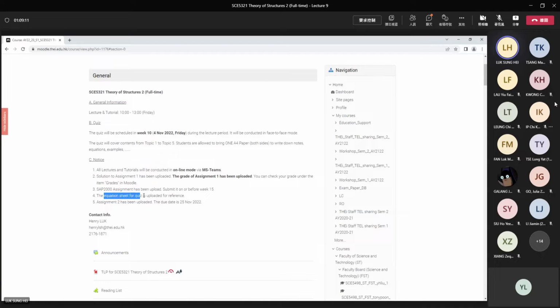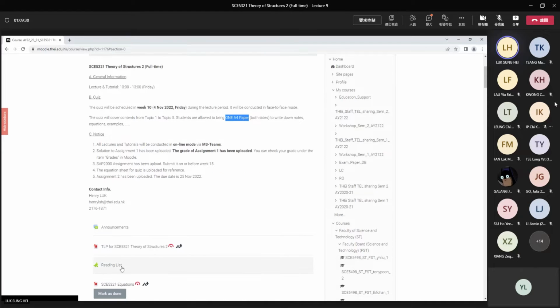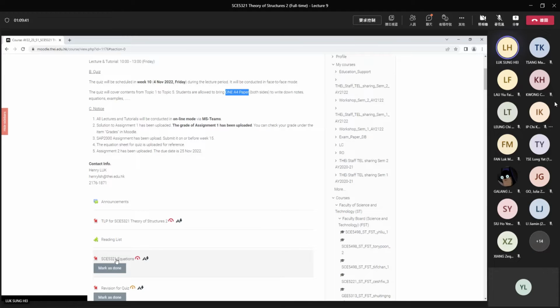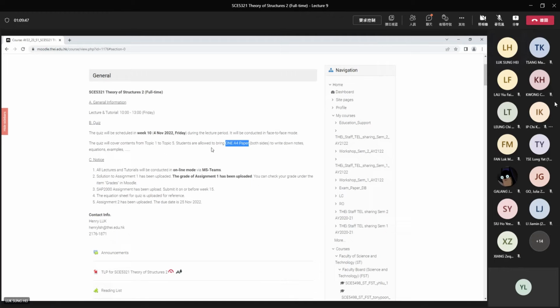I've uploaded the equation sheet for the quiz on Moodle for your reference. Because in the quiz, you're allowed to bring one A4 paper. You can put down notes, equations, examples on this A4 paper. This one is prepared by you. If you like, you may prepare your own A4 paper and put down some equations, examples, etc. In the quiz paper, I will also give you some standard equations. They are all found in this equation sheet. In the quiz, I will give you one simple equation sheet. At least you have something to follow. But other than that, you can prepare your own A4 paper and write down example equations on it.